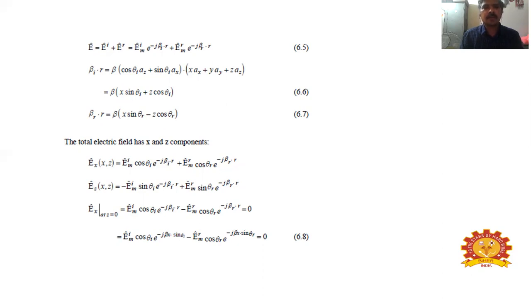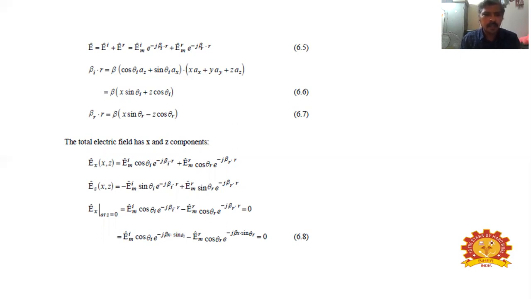beta r dot r. That is, beta I dot r is equal to beta into (cos theta I az plus sin theta I ax), the whole thing enclosed in the bracket, into (x ax plus y ay plus z az). So this equation gets simplified to beta I dot r is equal to beta into (x sin theta I plus z cos theta I). The same thing can be applied for the reflected wave also. Therefore, beta r dot r is equal to beta into (x sin theta r minus z cos theta r).